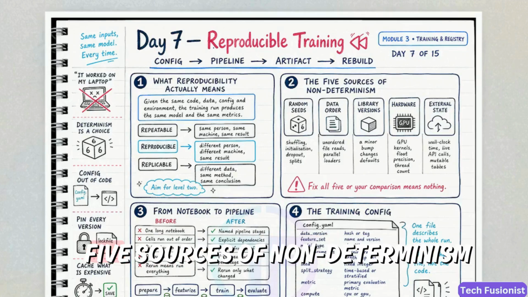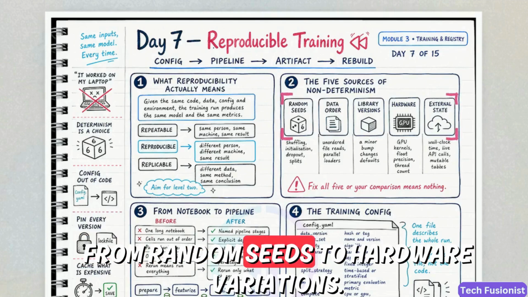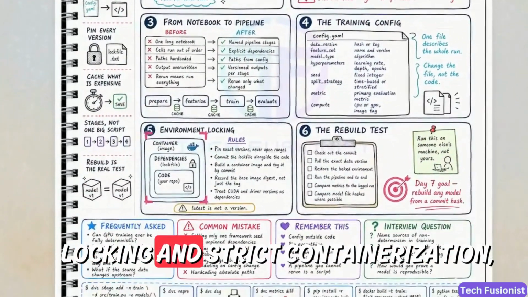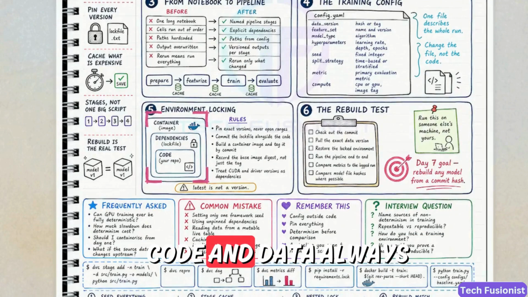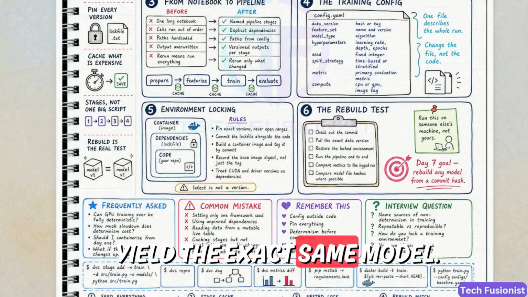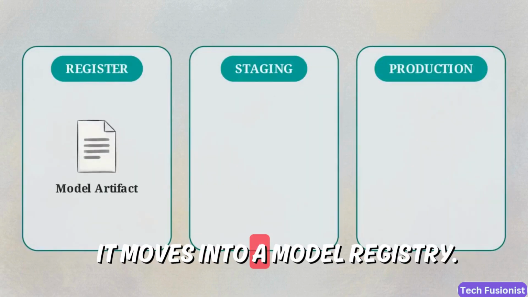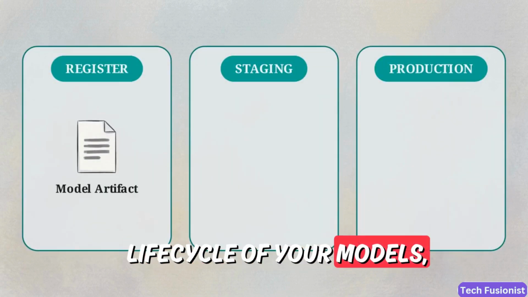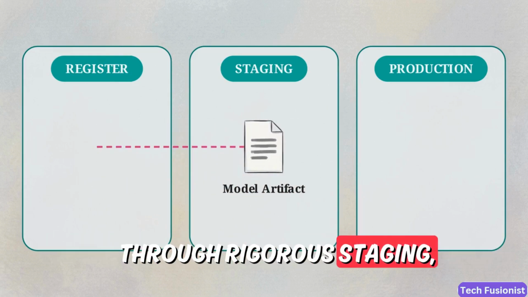In day 7, we tackle reproducibility. This graphic breaks down 5 sources of non-determinism in machine learning training, from random seeds to hardware variations. By utilizing environment locking and strict containerization, you ensure the exact same code and data always yield the exact same model. Once a model is trained reliably, it moves into a model registry. This catalog manages the life cycle of your models, tracking their journey from initial registration through rigorous staging and finally into production.